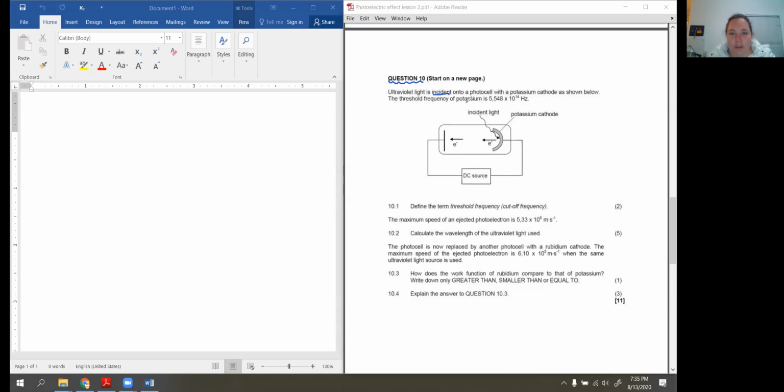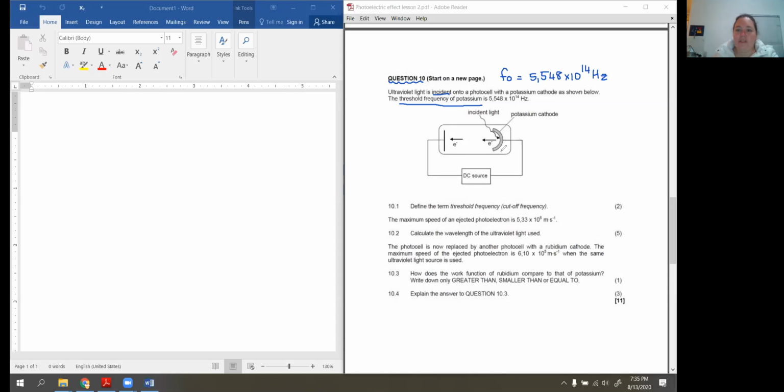The threshold frequency of potassium, please note, is actually a specific constant for each metal. It's one of those things that you can look up in data booklets. It is reported, it doesn't really change. So it's element specific. If you make an alloy, obviously, then it won't behave quite the same way. But if we're dealing with a pure element, it will. So this threshold frequency means that our f0 is 5.548 times 10 to the 14 hertz.